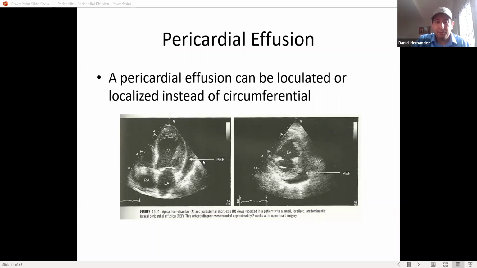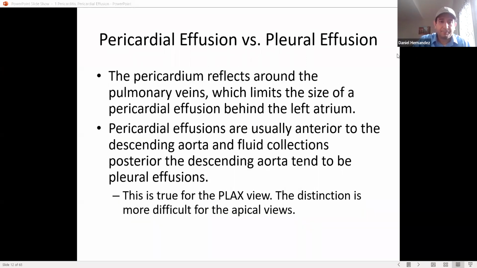A lot of effusions that are typically associated with cancers would be more loculated or bloody in nature, and those tend to be more difficult to try and aspirate. So it's also going to be important for us to recognize the difference between pericardial effusion versus pleural effusions.